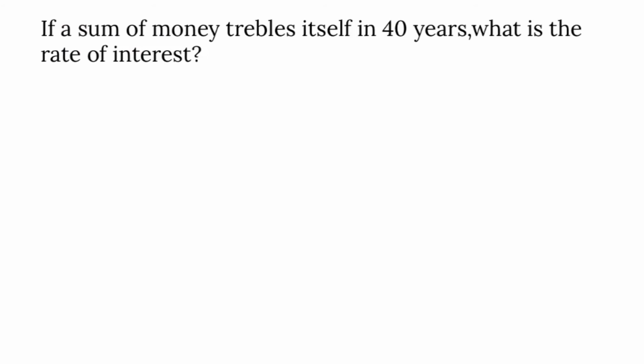A sum of money triples in 40 years. What is the rate of interest? Here nothing is given in terms of rupees. A sum of money triples in 40 years. If you borrow 1 rupee, it becomes how much? 3 rupees, and it takes how many years? 40 years. What is required? Rate of interest. That is what is given in the question.